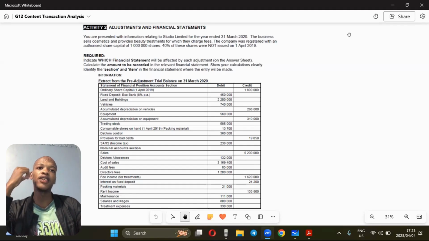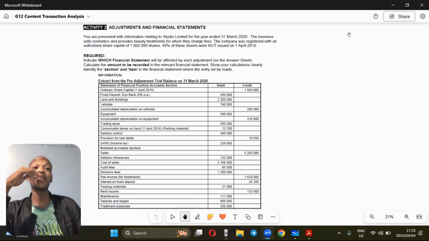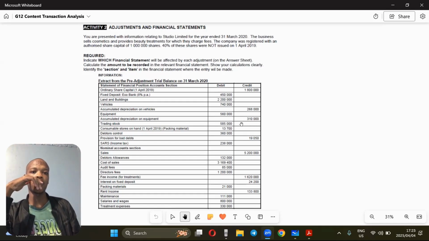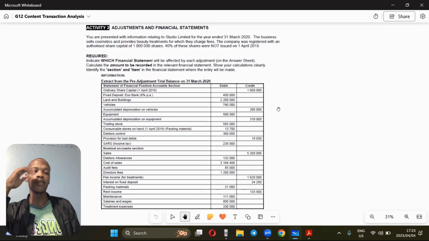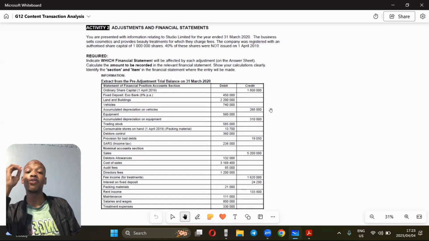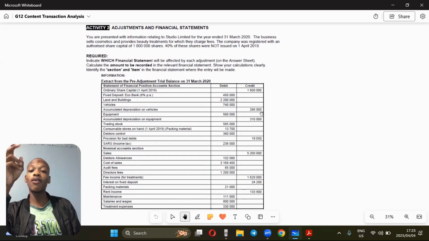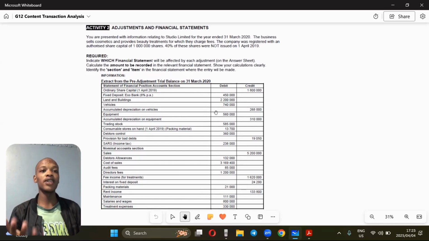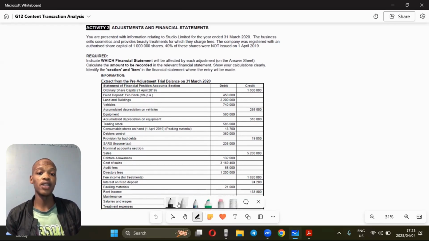Activity 2, adjustments and financial statements. We're going to be working out the transaction and deciding whether it goes to the balance sheet or the income statement. You are given the information: the financial period is ending on the 31st of March 2020, so it's important to write down your timeline.